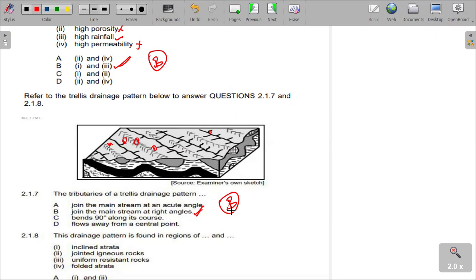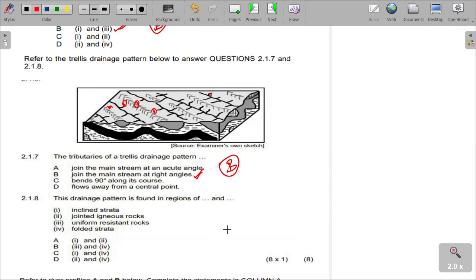2.1.8, this drainage pattern is found in an area of dash and dash. We are saying it is found in an area where we have got inclined strata and also where we have got folded strata. So in question 2.1.8, the answer is C.